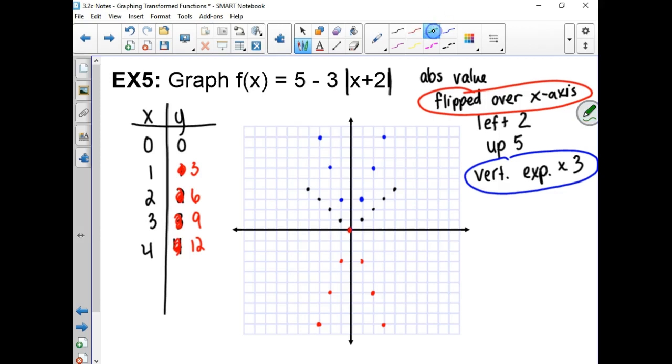And then I usually do my translations at the same time. So left 2, up 5. We're just going to take all of these points and move them left 2, up 5. So the left 2, up 5, that vertex would end up here. And it would look like this.